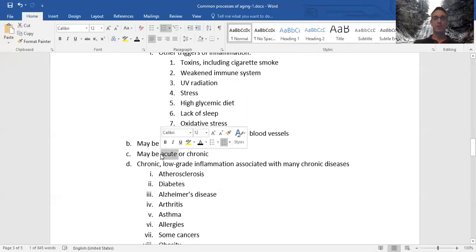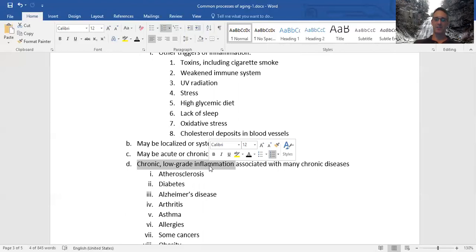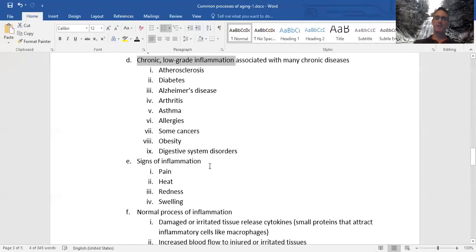That inflammation may be acute, in other words, it's a short time and then it's going to go away, or it's chronic and it stays there. And the problem with aging is that too often there's this systemic, chronic inflammation. And I mentioned here chronic low-grade inflammation. It's associated with many chronic diseases. And again, here's a list. And some of these, again, you will associate with aging. Some are not associated with aging, but some of these are. Atherosclerosis, diabetes, and technically it's diabetes mellitus.